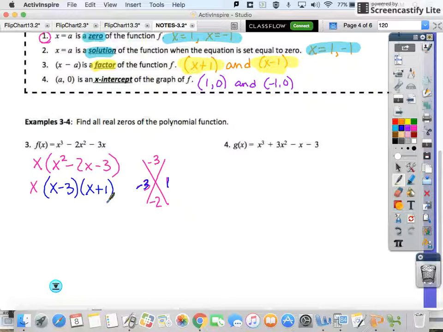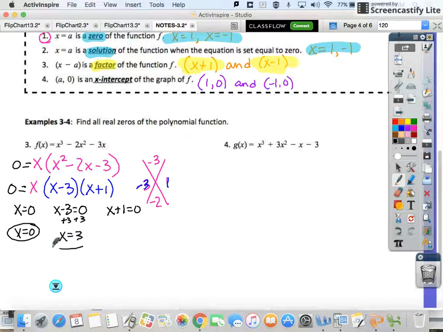Then if we're looking for the zeros, we want to set this equal to 0. So set these 3 pieces equal to 0. x equal to 0, x minus 3 equal to 0, and x plus 1 equal to 0. If you solve each of these, x equals 0 is done. Add 3, x equals 3 here. Minus 1, x equals negative 1 there. Those are your zeros.